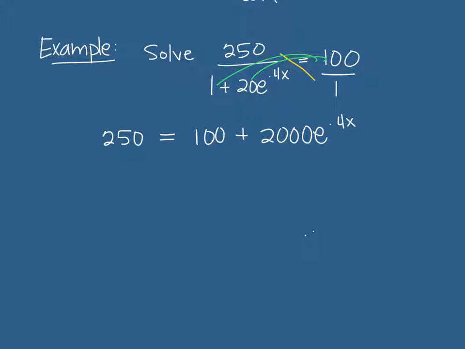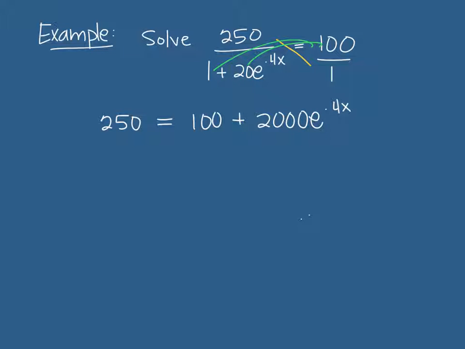So hopefully when you put the 1 under, that at least is clear to what the next step is. All right, it should be clear. Okay, Aviana, maybe what the next step is? Subtract 100. Okay, 150 equals 2,000 e to the 0.4x. Okay, Katie, how about the next step? Something about the 2,000. I'm trying to get x by itself, so yeah, let's get rid of the 2,000. How do I get rid of the 2,000?